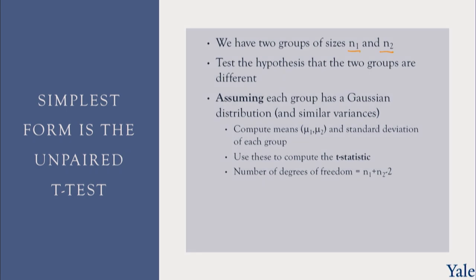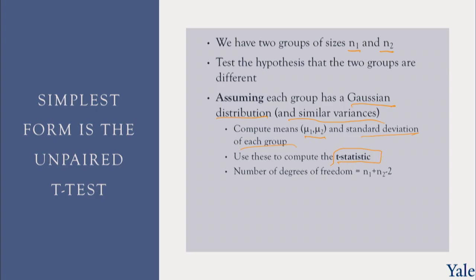We make the assumption that each group on its own has a value that's distributed using a Gaussian distribution, and that the variances are close. These are just technical assumptions. We compute the two means, μ1 and μ2, and the standard deviations of each group, and we use these to compute what's called the t-statistic.